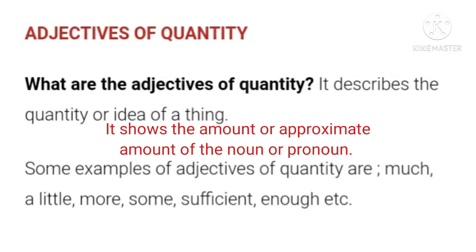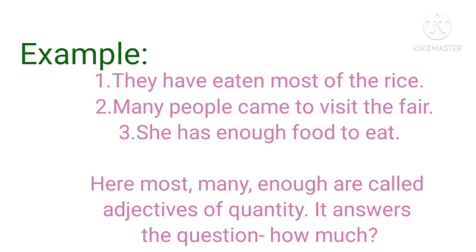Now next one, adjectives of quantity. An adjective of quantity shows the amount or the approximate amount of the noun or pronoun. For example, all, half, many, few, little, no, enough, etc. are called adjectives of quantity. Suppose I say they have eaten most of the rice. Many people came to visit the fair, or she has enough food to eat. So here the adjectives of quantity, that is most, many, enough, answer the question how much.